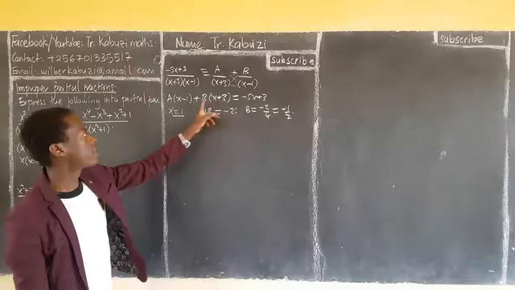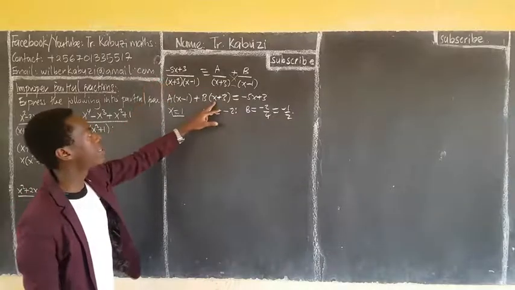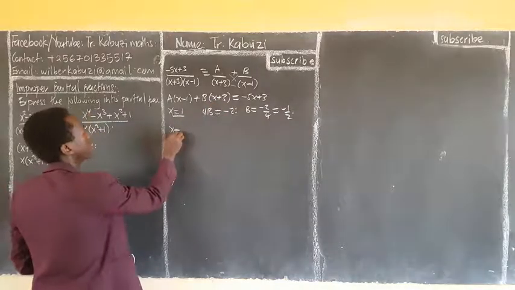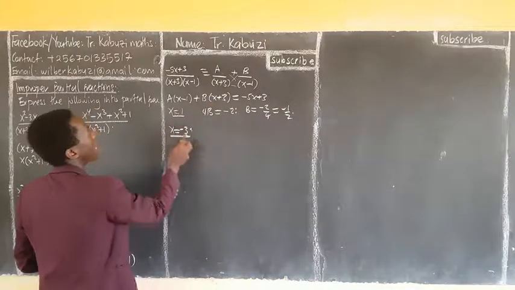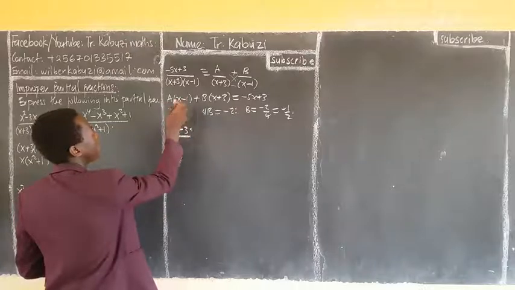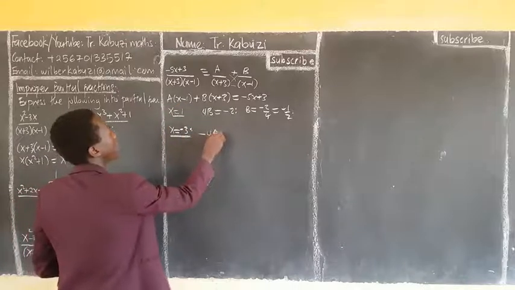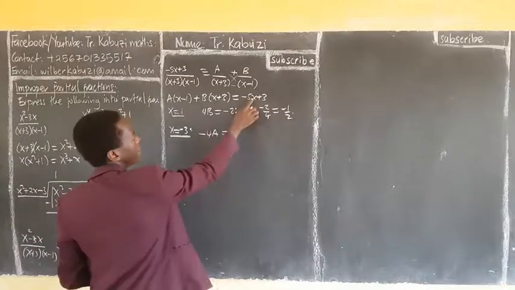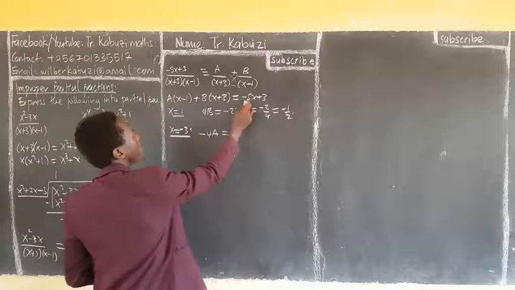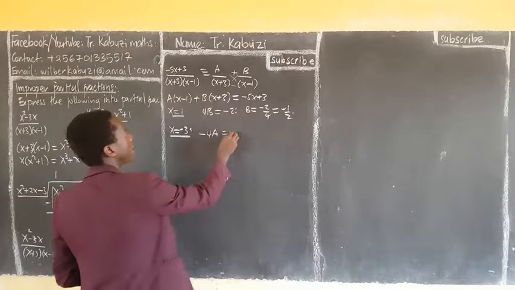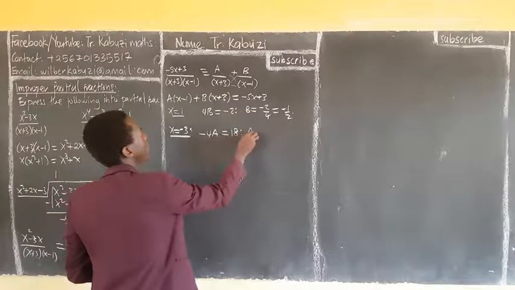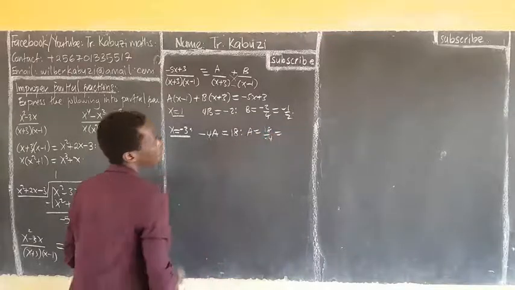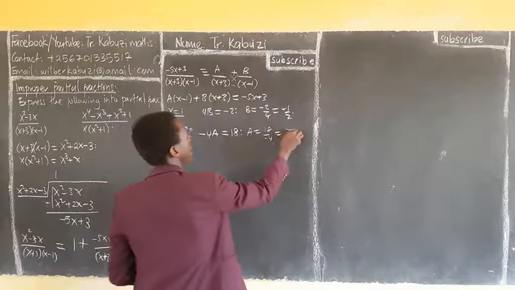Now to set this bracket to 0 so that I have only one unknown, I say this to be 0, x should be negative 3. Now I have here negative 3 minus 1, I'll be having negative 4A. Negative 3 plus 3, that's 0, equaling, when I put here negative 3 times negative 5, I'll be having 15 plus 3, which will give me 18. From here, my A is going to be 18 over negative 4, which will give me negative 9 over 2.